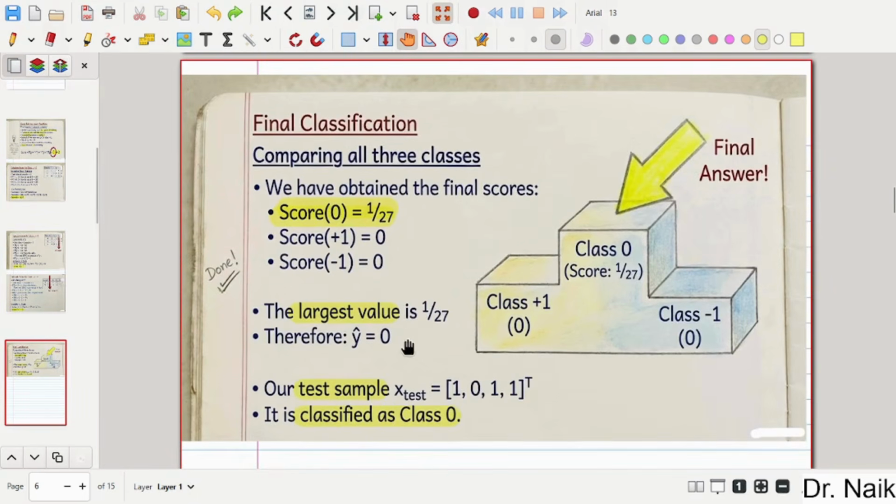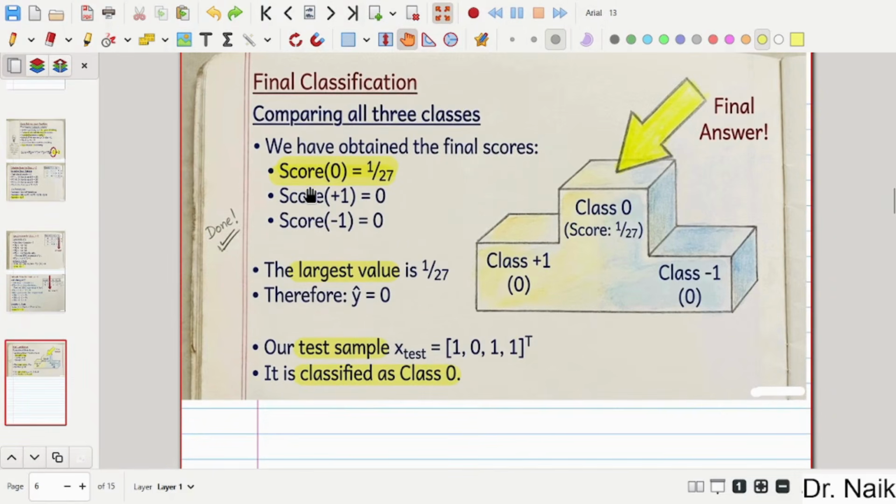Now we have obtained the final scores. Score for class 0 is 1 by 27. Score for plus 1 class is 0. Score for minus 1 is 0. The largest value is 1 by 27. So therefore y hat is 0, because our test sample is classified as class 0.